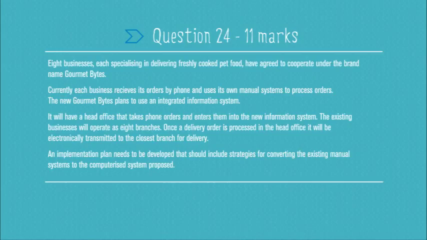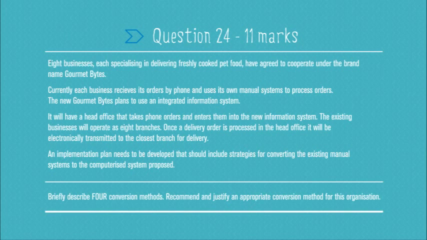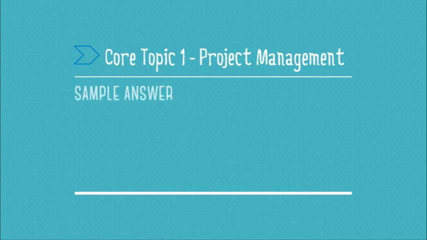So the section of this question that I've chosen is an implementation plan needs to be developed, and we want to convert from the manual system to the computerized system. And the question says, briefly describe 4 conversion methods and then recommend and justify an appropriate conversion method for the organisation. So there's 2 parts to this question. We need to briefly describe the 4 conversion methods that we know, and then we recommend and justify the appropriate conversion method. So let's have a look at a sample answer.